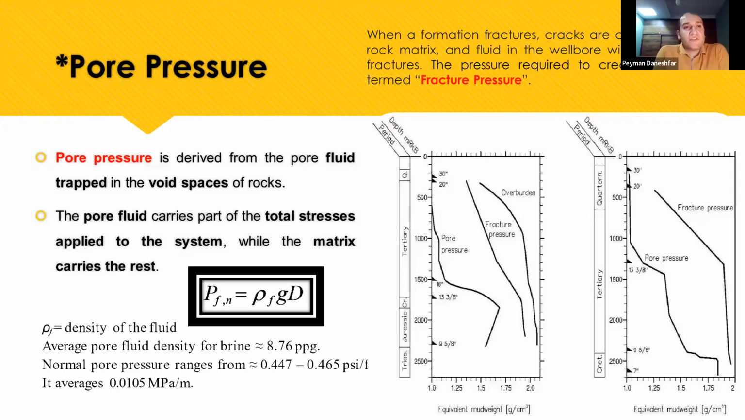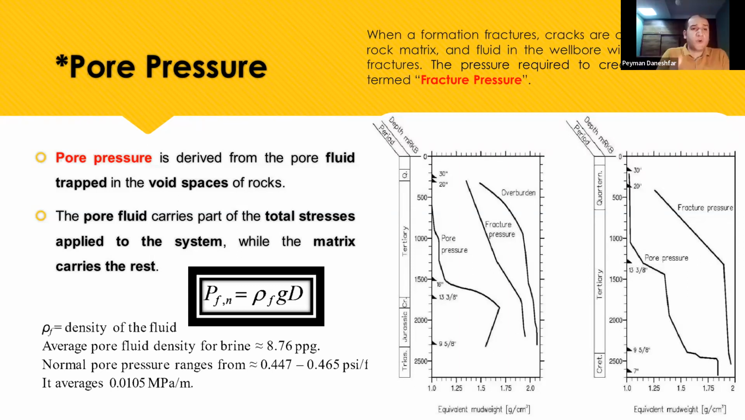When a formation fractures, cracks are created within the rock matrix, and fluid in the wellbore blasts into the fractures. The pressure required to create a fracture is called fracture pressure or breakdown pressure. We should know about the fracture pressure and also about the surface injection pressure.